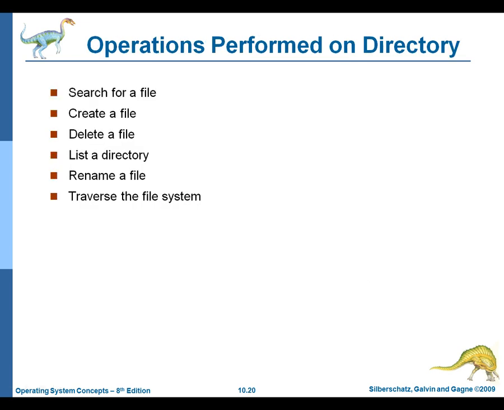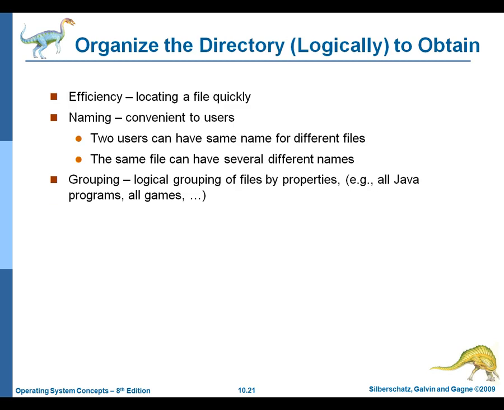Operations performed on a directory: basically you can search for a file, create a file, delete a file, list a directory, rename a file, and traverse the file system. How to organize a directory logically to obtain efficiency? Locating a file very quickly, that is very important.